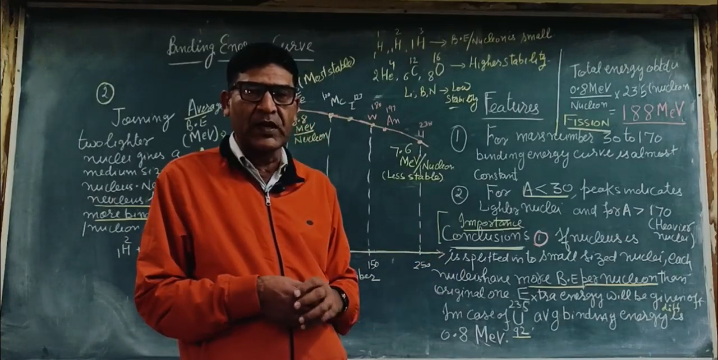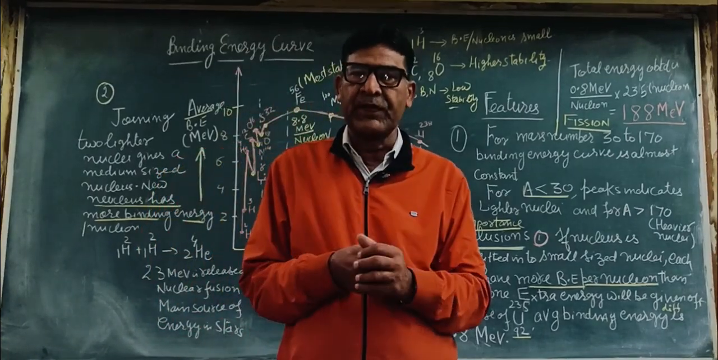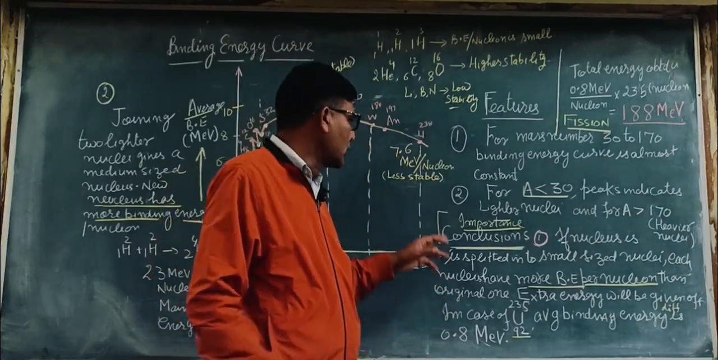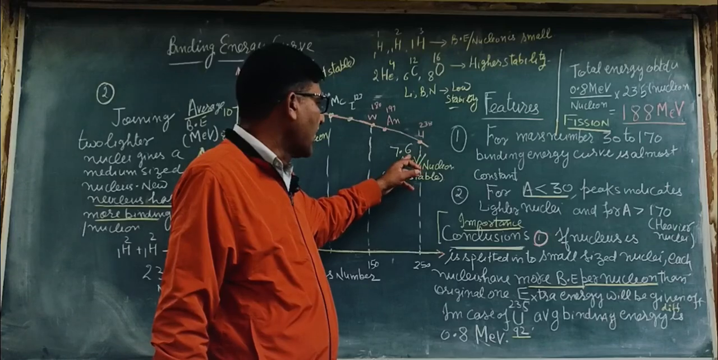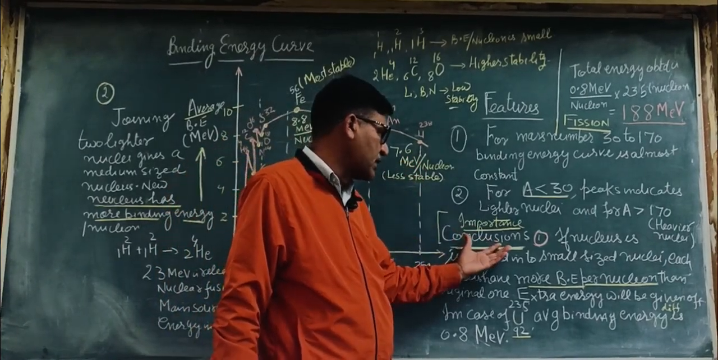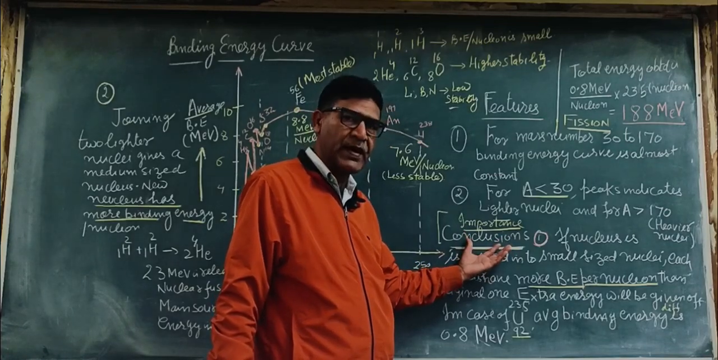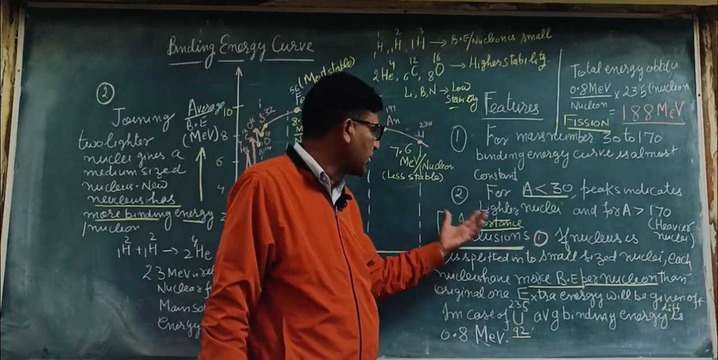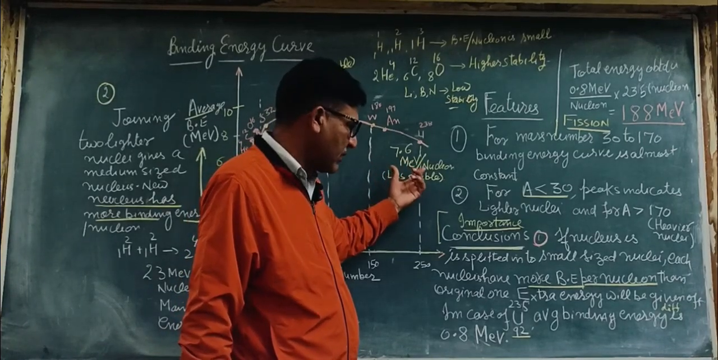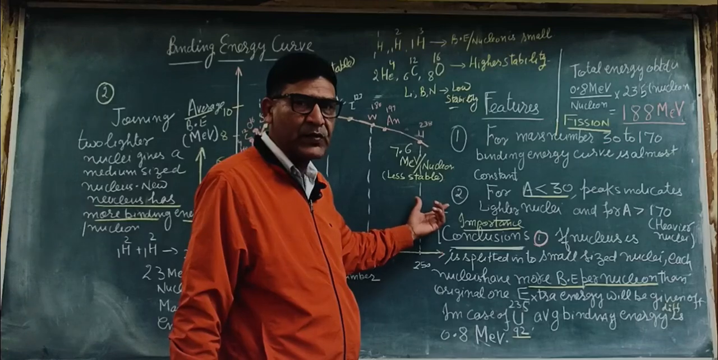क्योंकि इसके अंदर जो कोलम्बियन फोर्स है प्रोटॉन्स का वो ज़्यादा डोमिनेटिंग हो जाता है. So that is why these nuclei are less stable. So the first importance or conclusion of this binding energy curve is that for the nuclei which are having large mass number, the binding energy is very high.